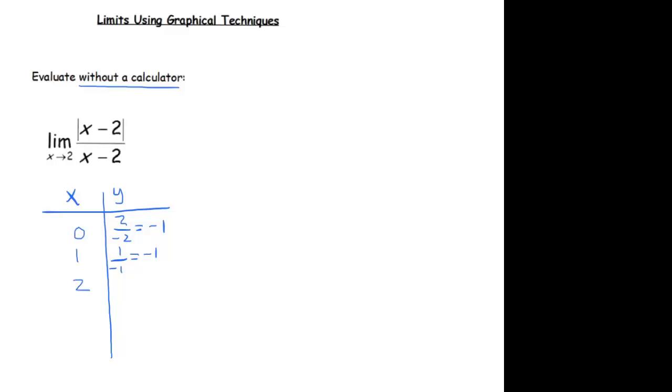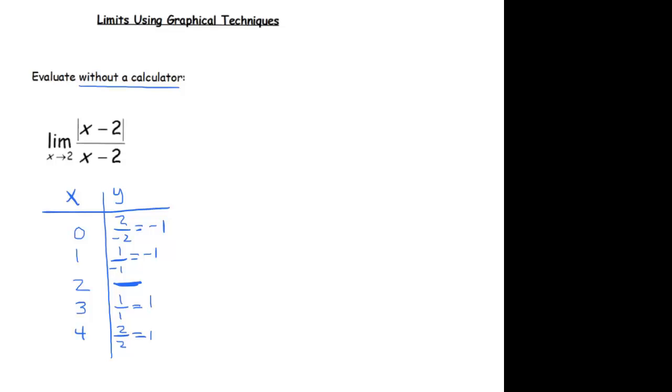Let's plug in 2. When you plug in 2, you get 0 over 0, so we'll leave that as a blank. Plug in a 3. If you plug in a 3, you get 3 minus 2 in the top, which is 1, and the absolute value of 1 is 1, so you get 1 over, and then 3 minus 2 is a 1, so you get a positive 1 this time. Let's try one more. You plug in a 4, you get 2 on the top, and 2 on the bottom, which is a 1.